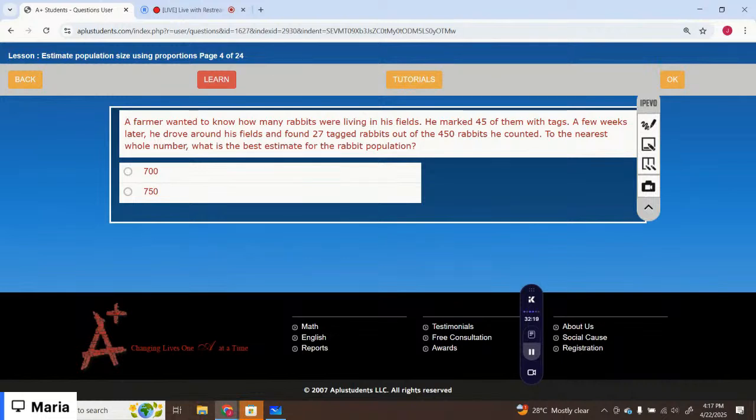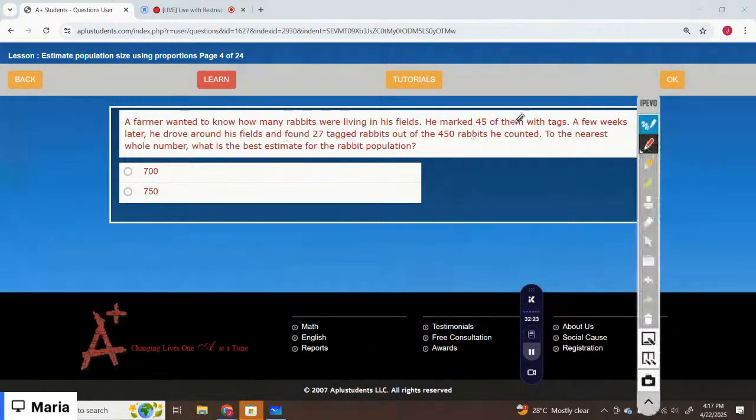A farmer wanted to know how many rabbits were living in his fields. He marked 45 of them with tags. A few weeks later, he drove around his fields and found 27 tagged rabbits out of 450 rabbits he counted. To the nearest whole number, what is the best estimate for the rabbit population?